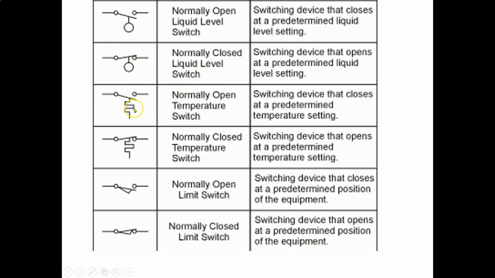We have thermostats here, or temperature switches. So it'll be a normally open temperature switch and a normally closed temperature switch. Then we have limit switches, so pretty much how far something may travel on a conveyor belt, or say your garage door, how far it goes until it's fully opened or fully closed. It's going to automatically stop opening or closing. So those are limit switches. We have normally open and normally closed, again based on gravity, whether it's pulling down or not on your pole.